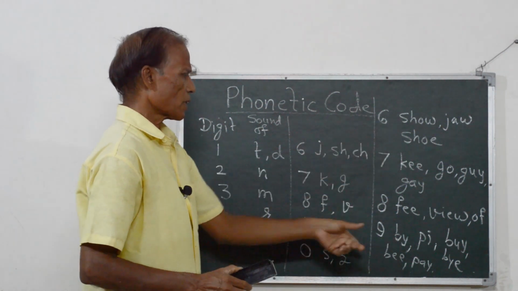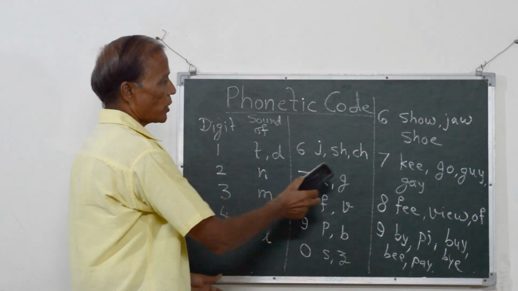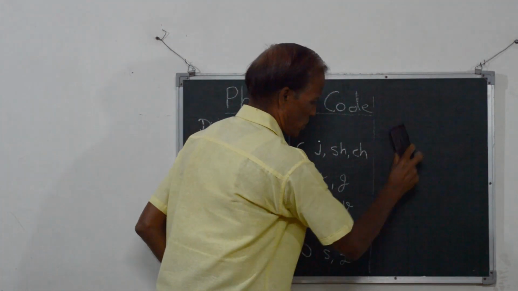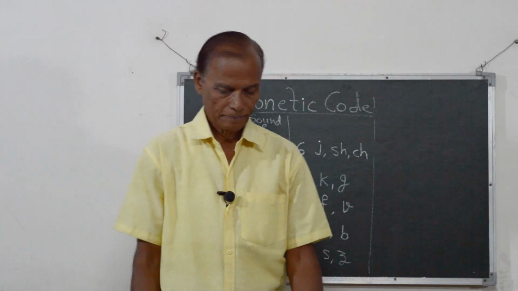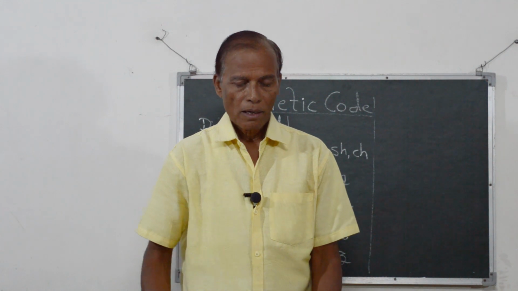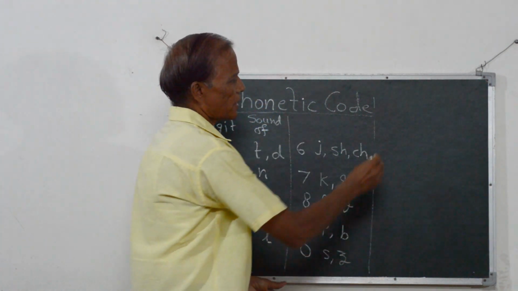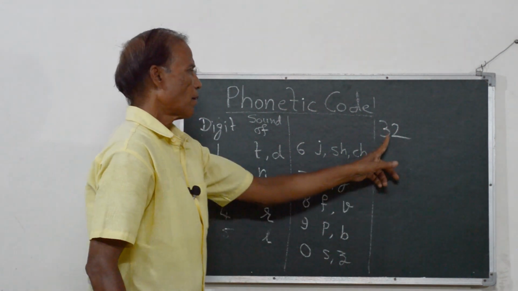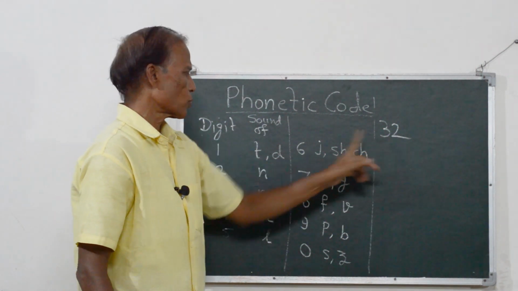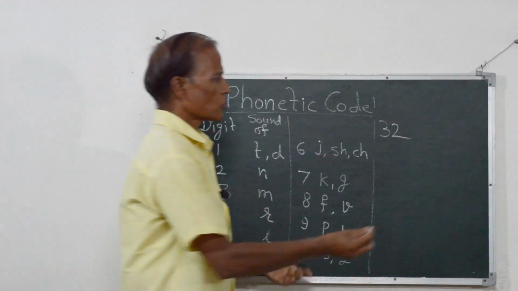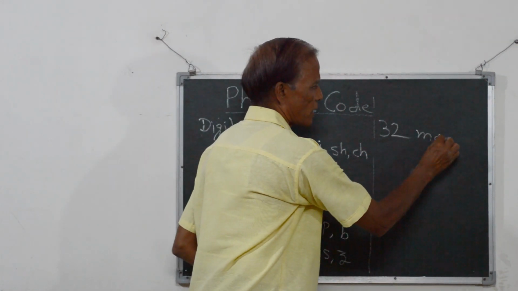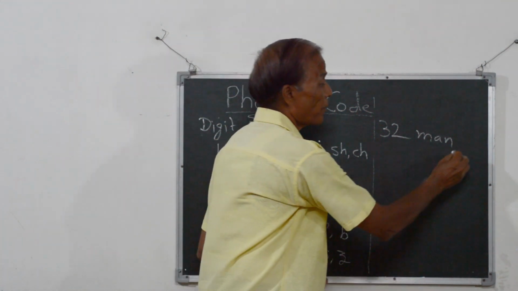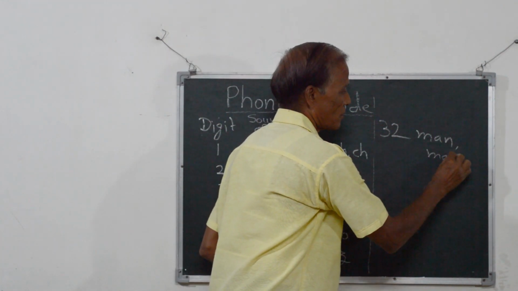Now this is about single digits. Now we go to sequence of digits. I will give you a large number now. So let us consider 32. For 3 we use M, for 2 we use N. So the words which can be constructed are man, main, like that.